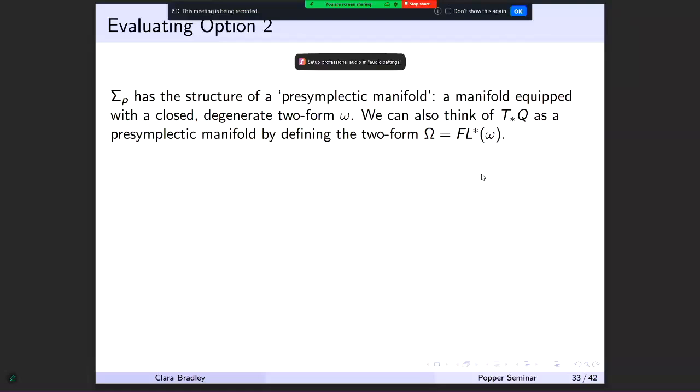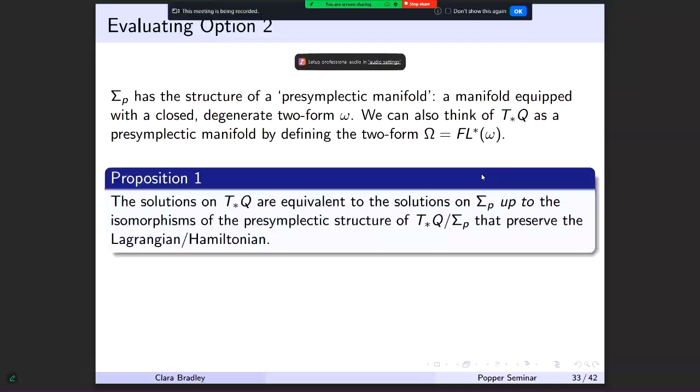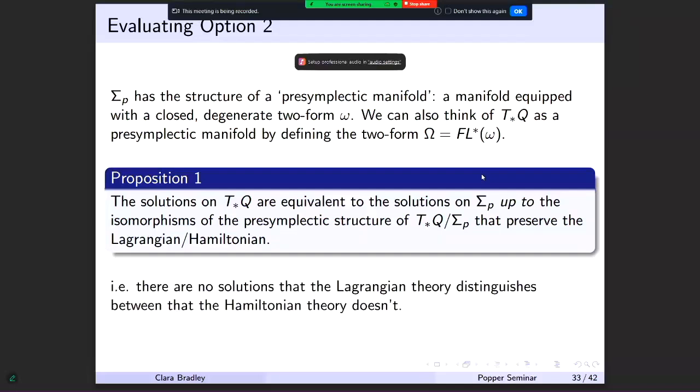And it turns out we can think of tangent space as having a similar kind of structure. We can define the two-form on our Lagrangian side in terms of the two-form on the Hamiltonian side, and it turns out to have exactly the same properties. Okay, so barring the details here, the important thing is that once we think about these theories geometrically in this way, one can show that the solutions on tangent space are equivalent to the solutions on the primary constraint surface up to the isomorphisms of the structure of these spaces that also preserve the Lagrangian and Hamiltonian function. So in other words, although there are these distinctions we can write down, the equivalence classes of solutions between these theories is exactly the same. And so it seems like there are no solutions that the Lagrangian theory distinguishes between that the Hamiltonian theory doesn't. And so when we're thinking about whether this theory has excess structure, it seems like the answer is no.